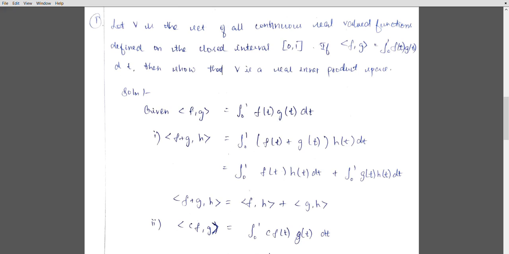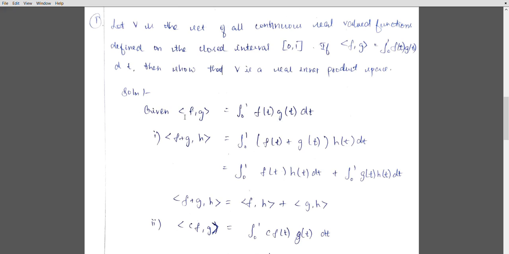Okay, here the first question is: let V be the set of all continuous real-valued functions defined on the closed interval 0, 1. Given the inner product of f comma g equal to the integral of 0 to 1 f of t g of t dt, we have to show that V is a real inner product space. This is what we have to prove here. Let us give the solution for this problem.